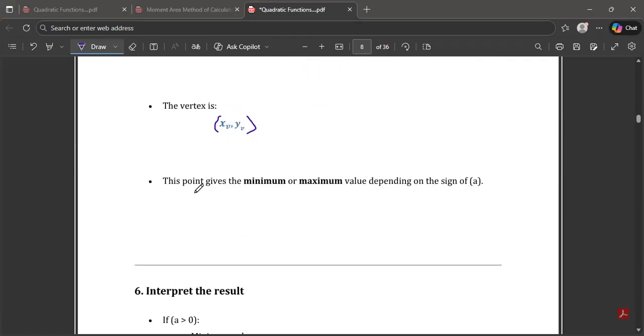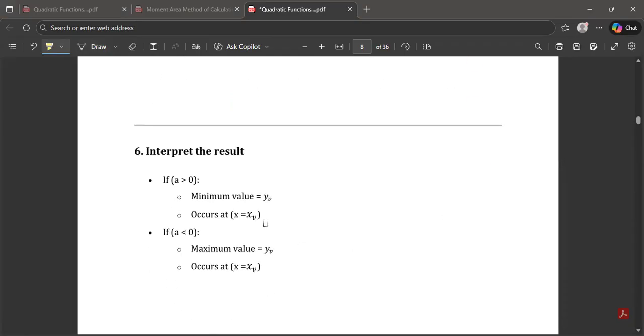Okay, and this point gives the minimum or maximum value depending on the coefficient A, which I told you about. Also, in interpreting the results, whether A is positive or negative will tell you whether it will be a minimum or maximum.